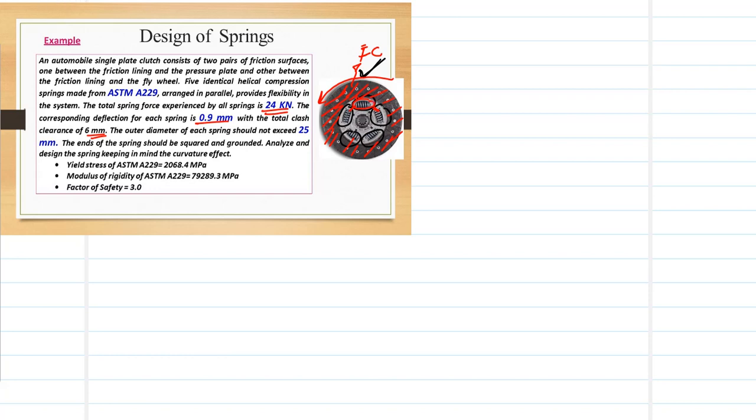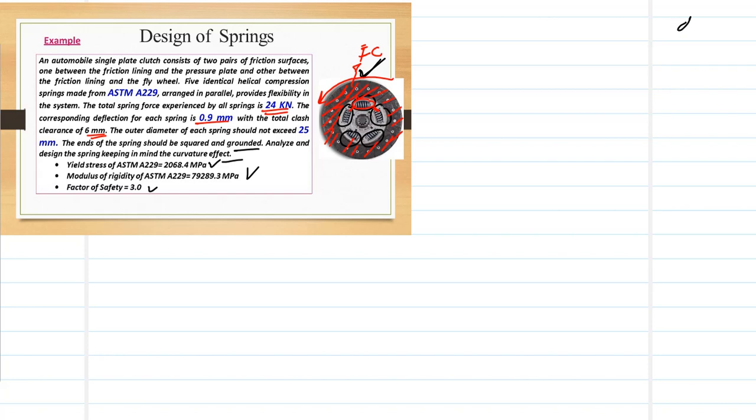Okay, so you have to design a spring. Now it is written: analyze the spring under the given conditions, square and ground ends, and analyze and design the spring keeping in mind the curvature effect. It is clearly mentioned that you have to consider the curvature effect. The yield stress of ASTM 229 is given, the modulus of rigidity is also given, and the factor of safety is also given. Now we have to start designing the spring.